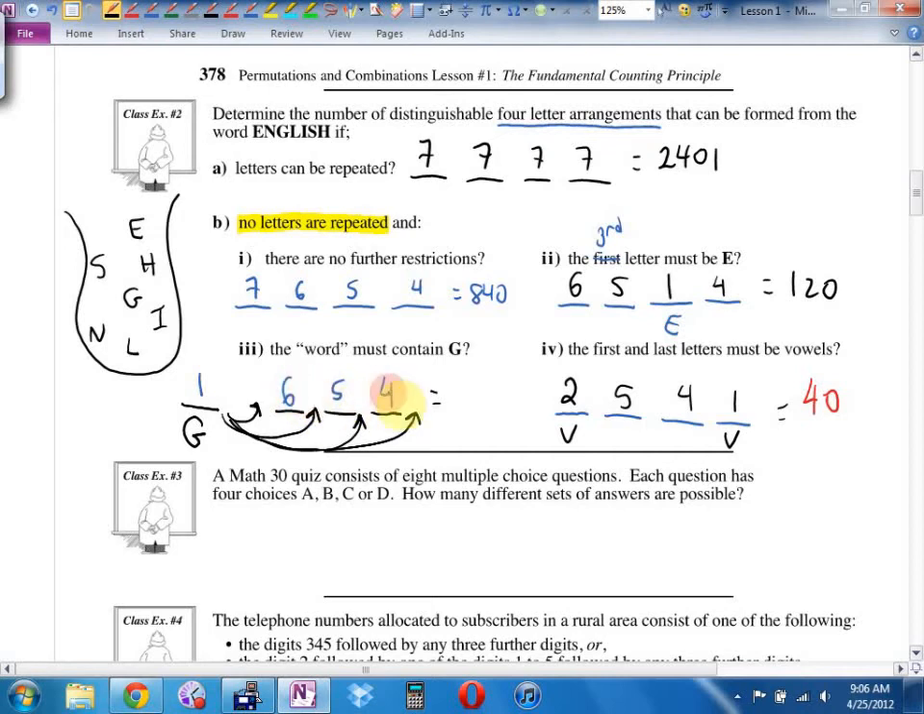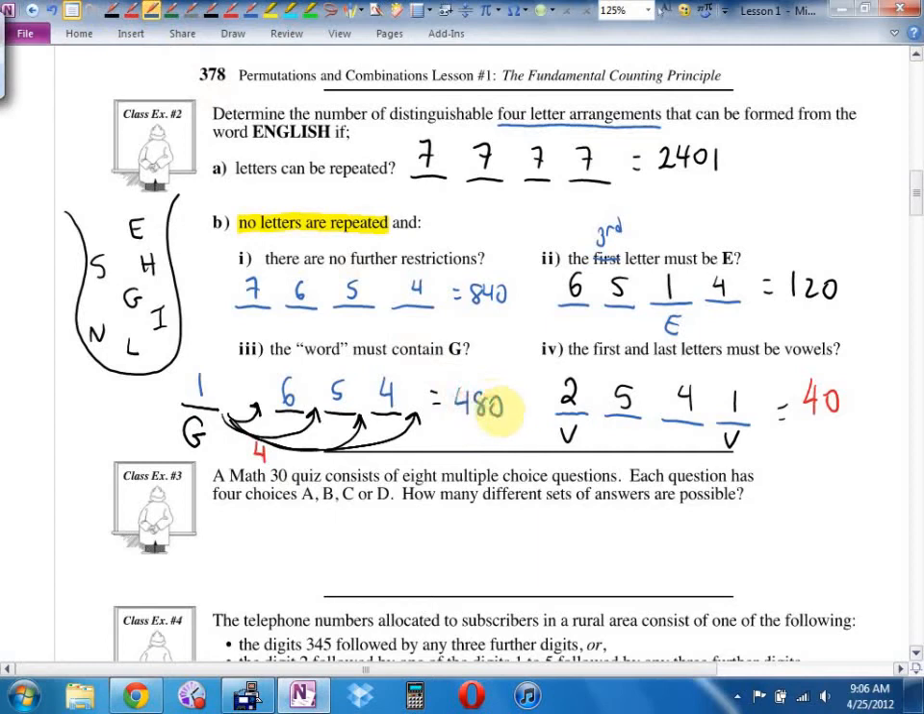what's 6 times 5 times 4? How many different times would that 120 have appeared? Four different times. Four different locations. It's going to be 6 times 5 times 4 times four different locations. The final answer, the total number of ways you can make it is 480.